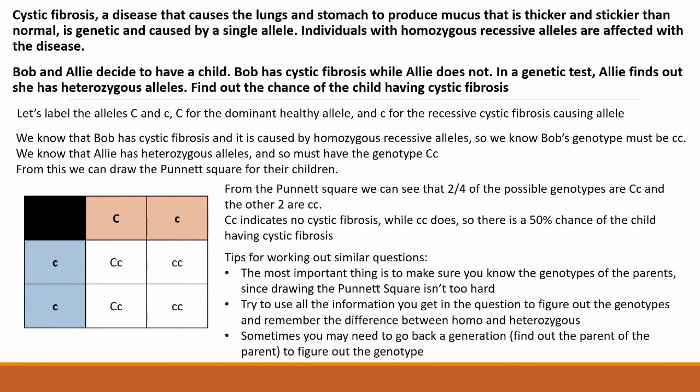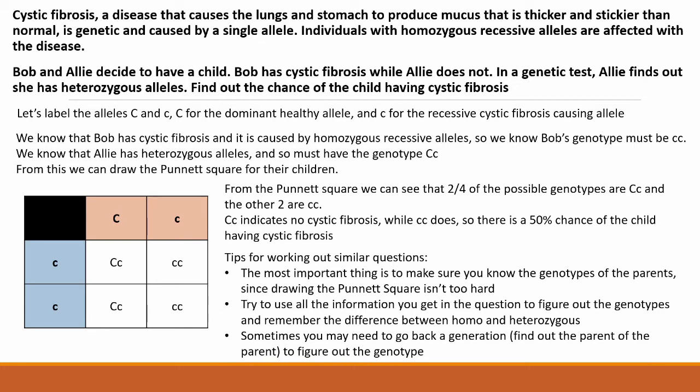Now, this is about as hard as questions like this will get, so here are a few tips for working out any similar questions. First, the most important thing is to make sure you know the genotypes of the parents, since you need those to draw the Punnett square. Drawing a Punnett square itself isn't too hard. All you have to remember is to take the row and the column of the parents.